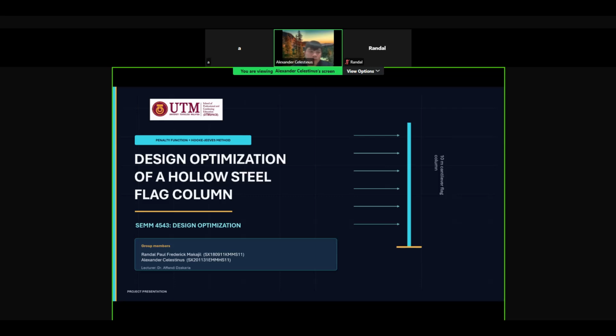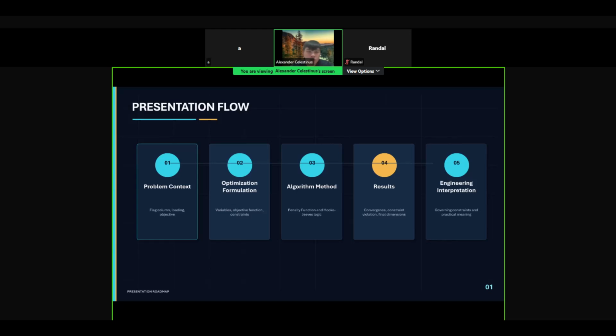Salam sejahtera everyone. My name is Alexander Sestinus, and together with my group member, Randall Paul, we will present our project entitled Design Optimization of a Hollow Steel Flex Column using Penalty Function Method and Hooke-Jeeves Method.